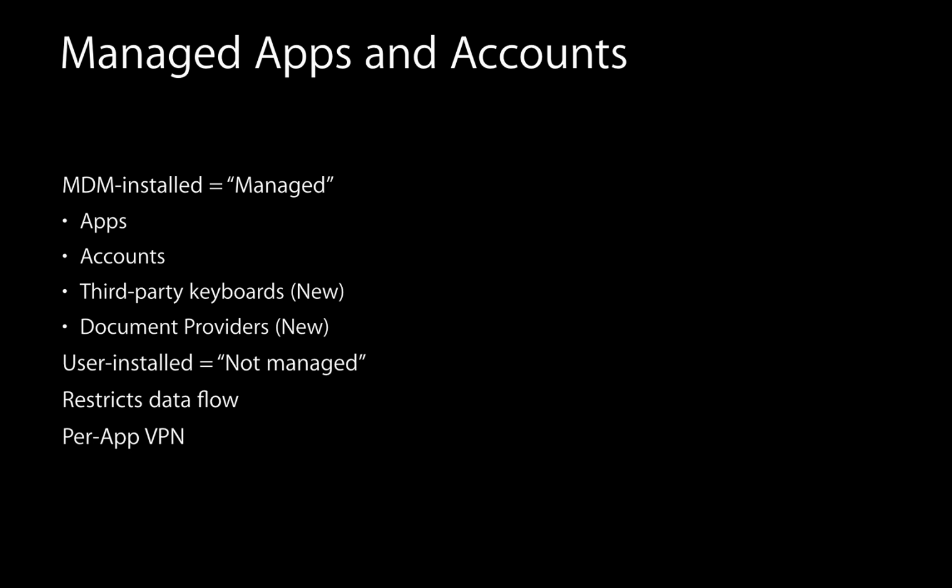And managed apps get access to per-app VPN. This is a feature we've had since iOS 7, and it's proven very popular. Just as a review, managed apps will get the data tunneled through this VPN, but not anything else, not the user's data. So your VPN carries your data and not the user's data. Yet another way to separate enterprise and personal data.